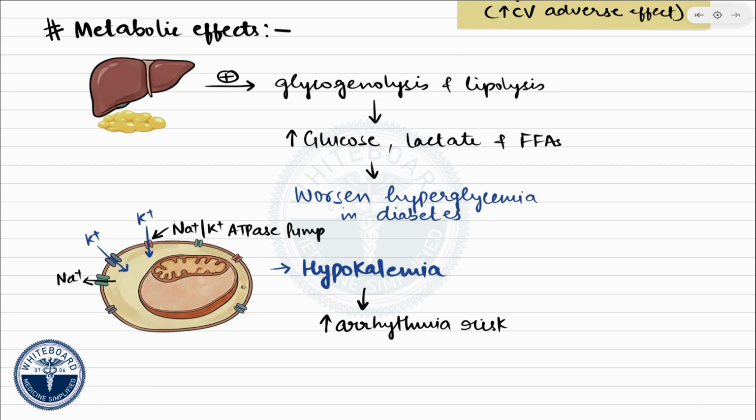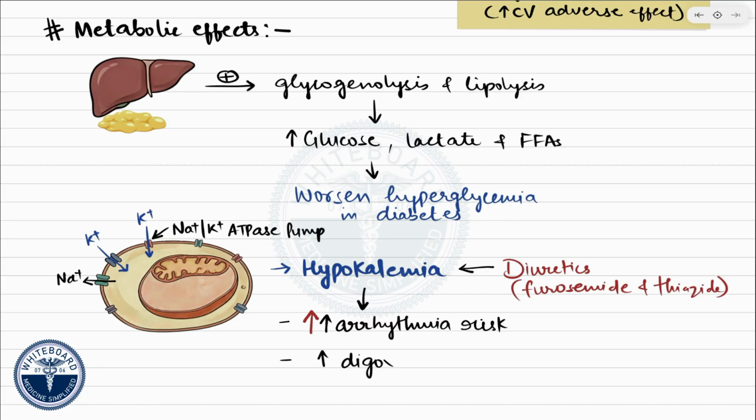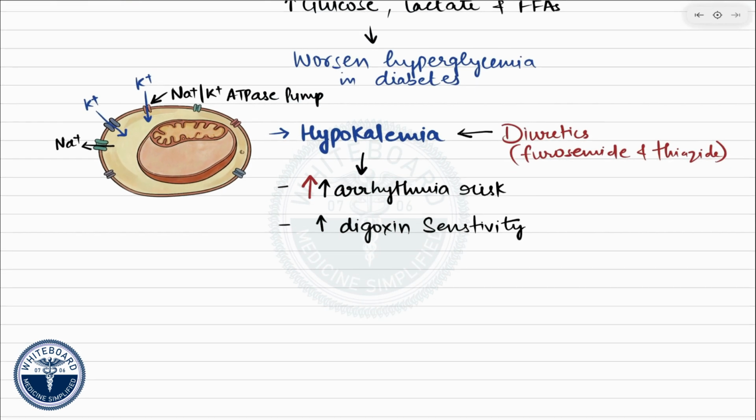This risk is even greater in patients taking diuretics, because many diuretics, such as furosemide and thiazide diuretics, also lower serum potassium. In addition, hypokalemia increases the sensitivity of the heart to digoxin, making digoxin toxicity more likely and further increasing the risk of serious arrhythmias. Therefore, beta-2 agonists should be used cautiously in patients with heart disease, especially those receiving digoxin or potassium-wasting diuretics.